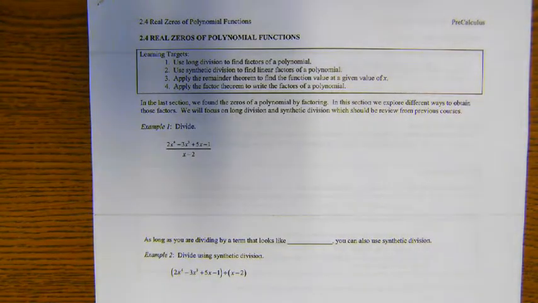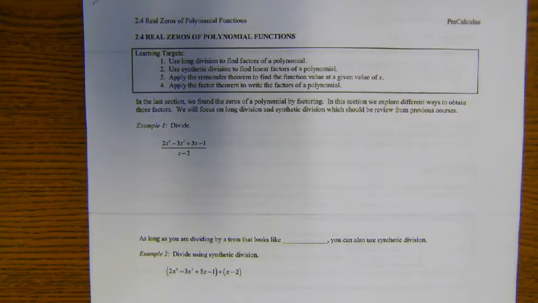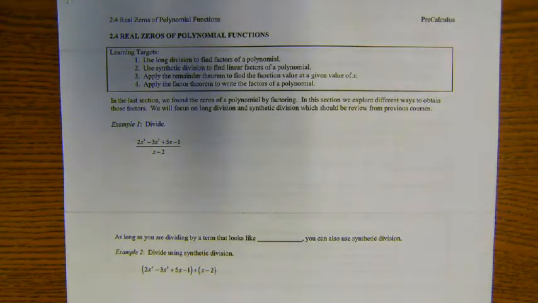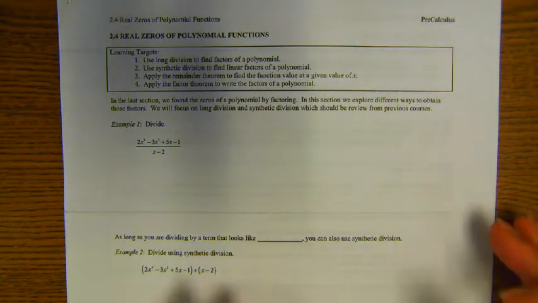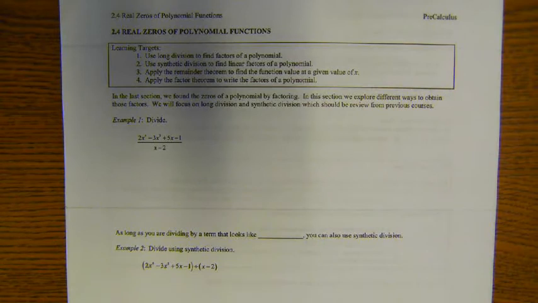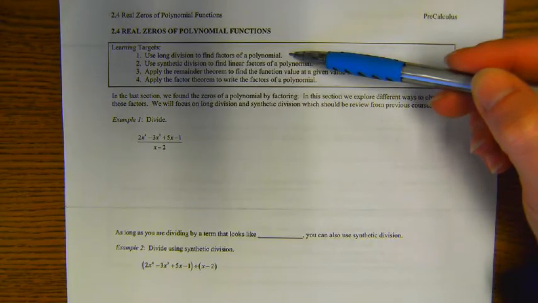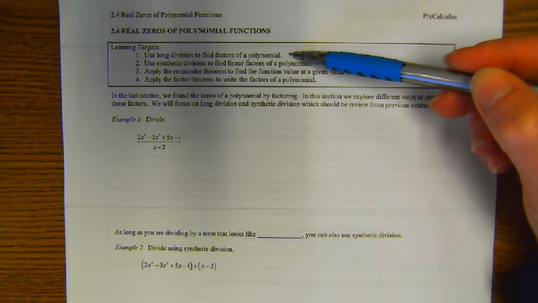We're going to talk about real zeros of polynomial functions, and right now we are just going to introduce or review, I suppose, from last year, long division and its purpose. Long division is used to find factors of polynomial. Division and factoring are the same process.